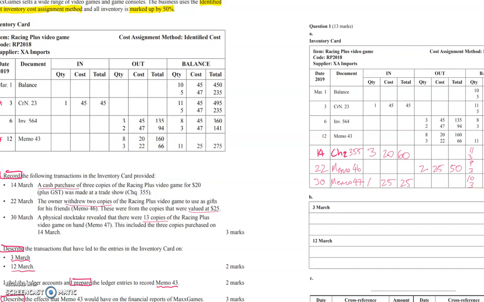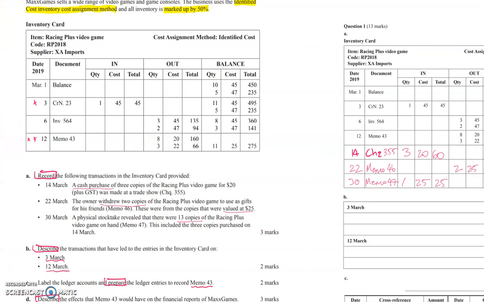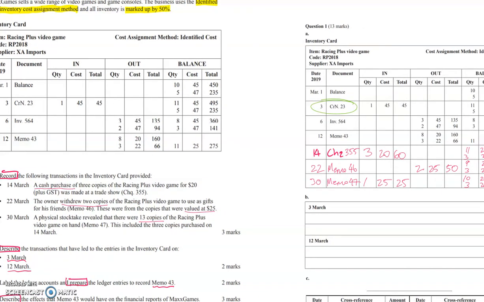So part A is now finished. Okay, so part B is asking us, the command term is asking us to describe the transactions. So if we have a look at this first one, we need to describe 3rd of March. So this transaction here, 3rd of March, we have ourselves a credit note in our in column. So this means we have a sales return.